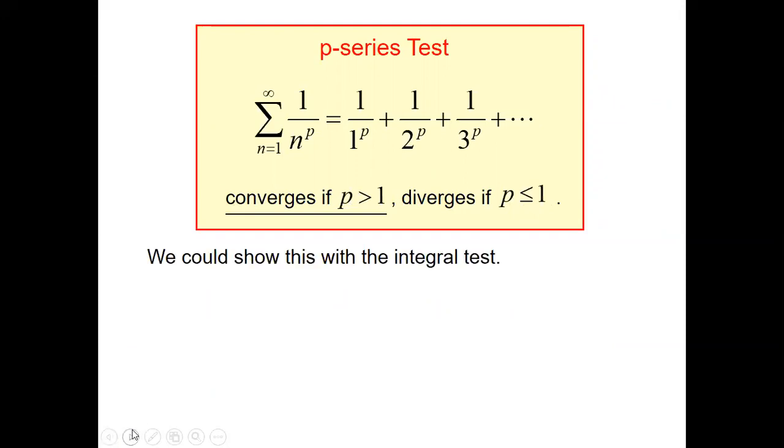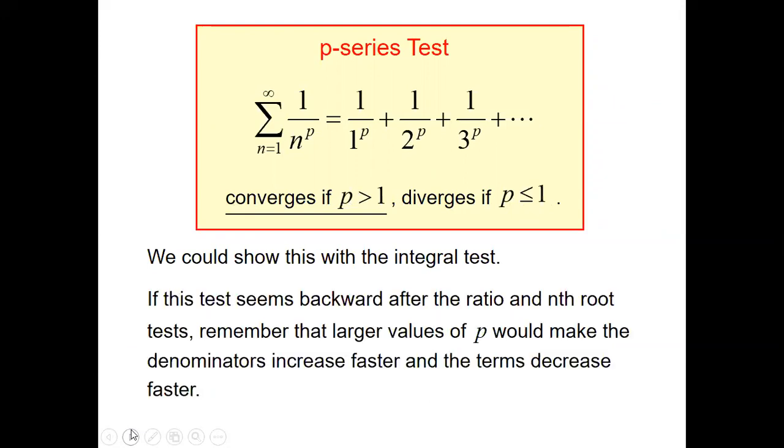Now, we can show this actually through the integral test, if you're interested in doing that. But just be aware that this seems a little backwards to the ratio and the nth root test. So this time, it converges if p is greater than 1 and diverges if p is less than 1, because of the reciprocal nature of this expression, because those p terms are really down in that denominator. So we're going to get that opposite relationship.